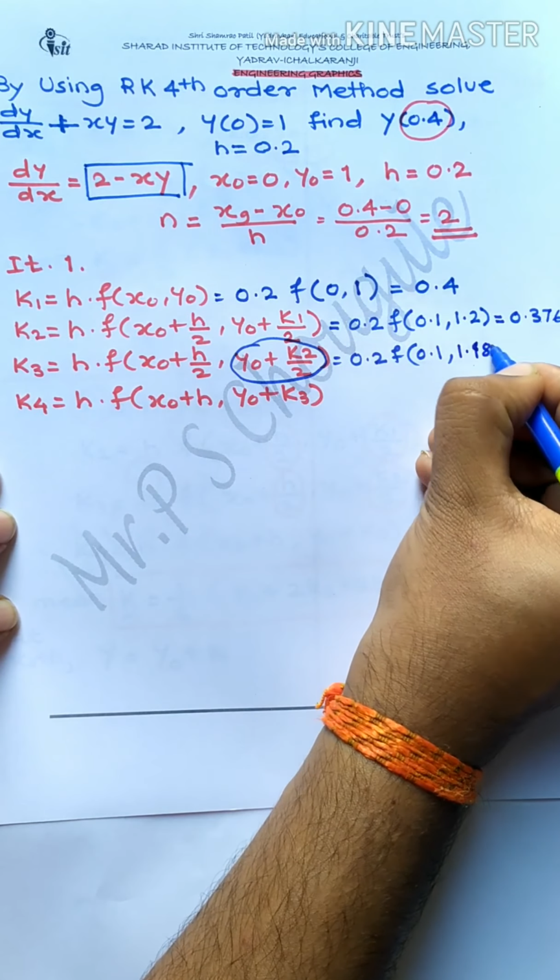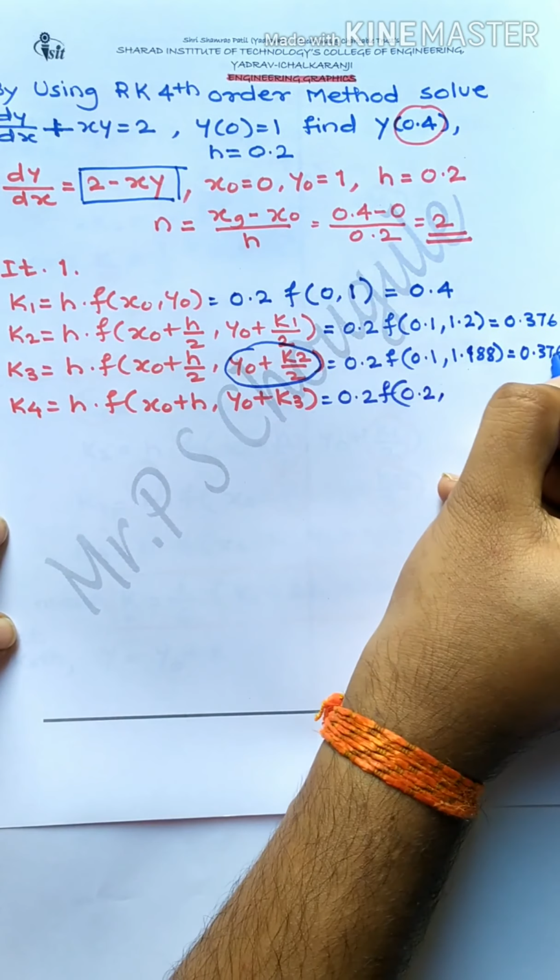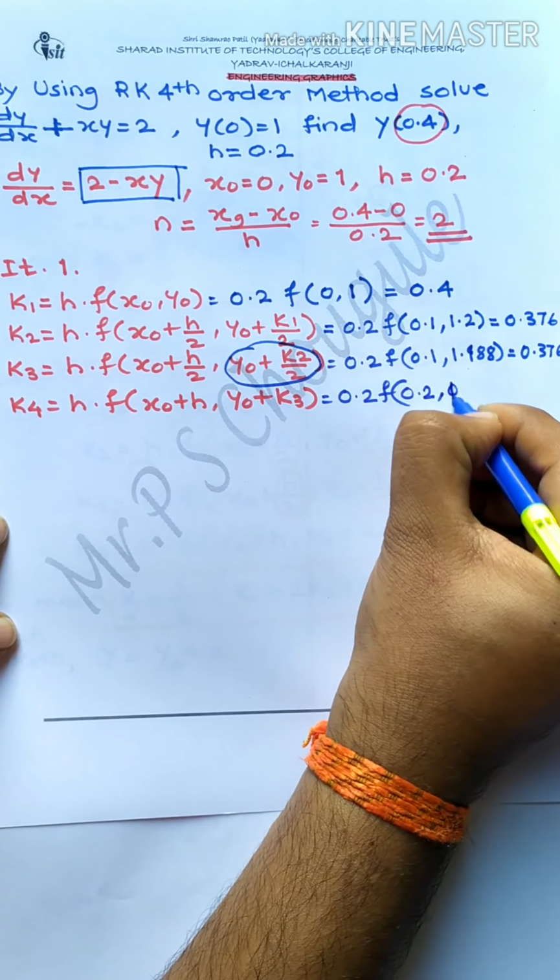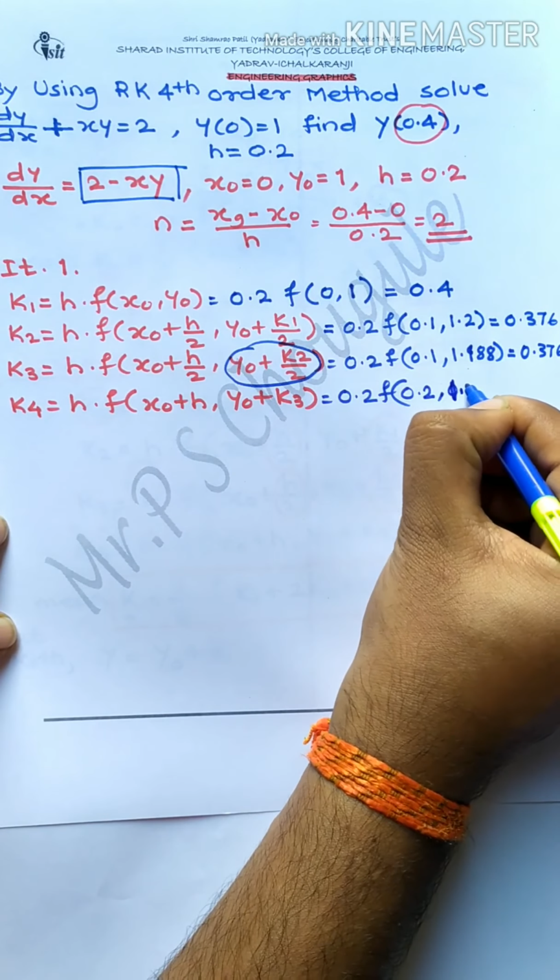Now here it is 0.2 f of x0 plus h, which is equal to 0.2, and y0 plus k3, y0 which is equal to 1, plus this term, so it will come as 1.3762. So likewise, we will get here the value 0.34495.